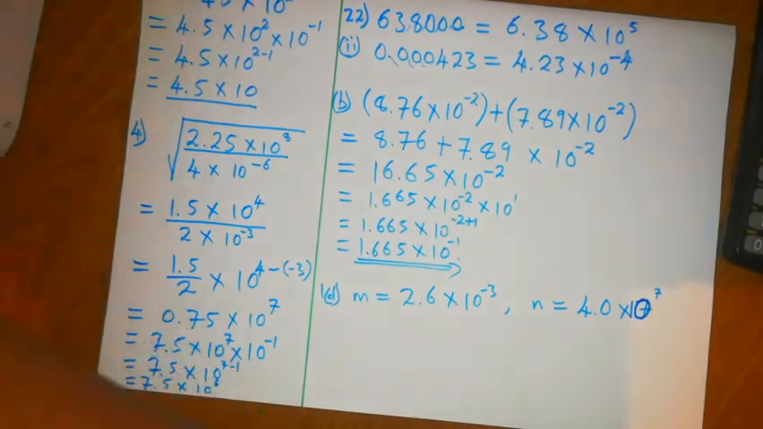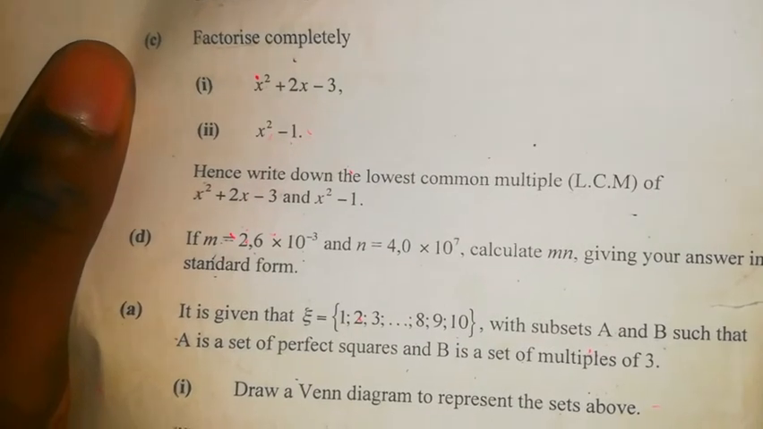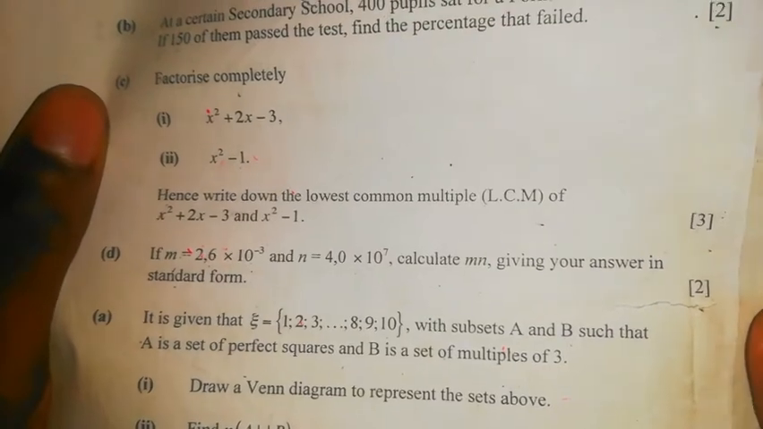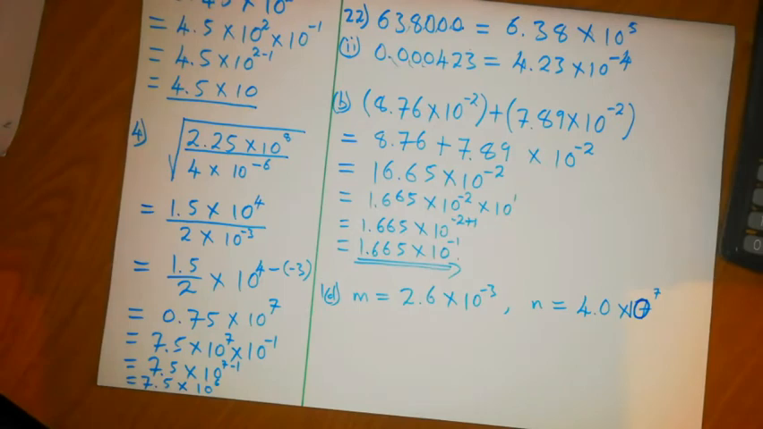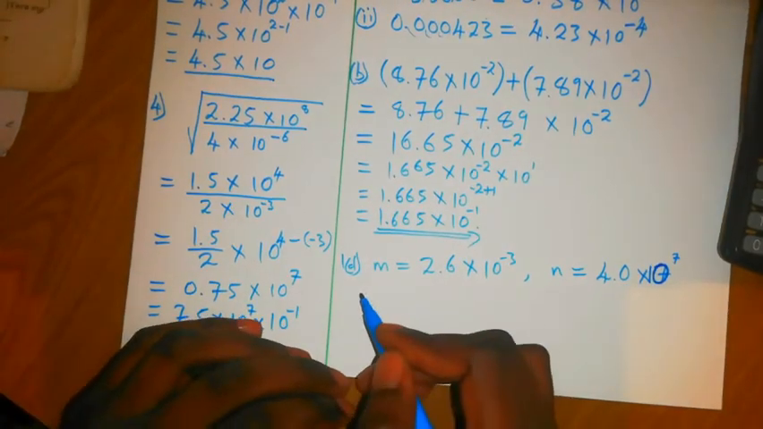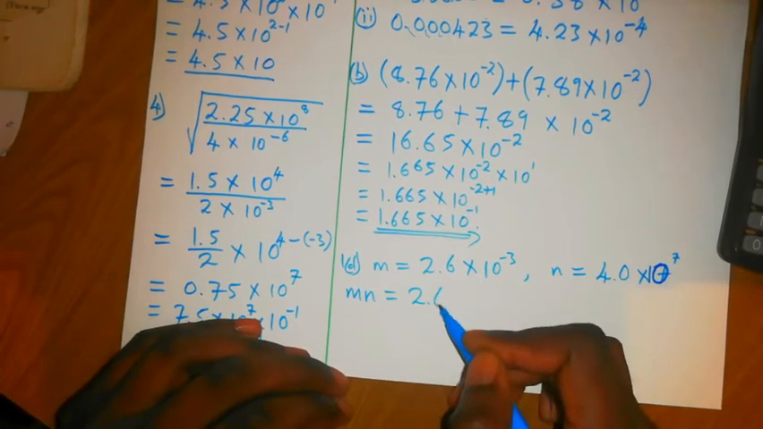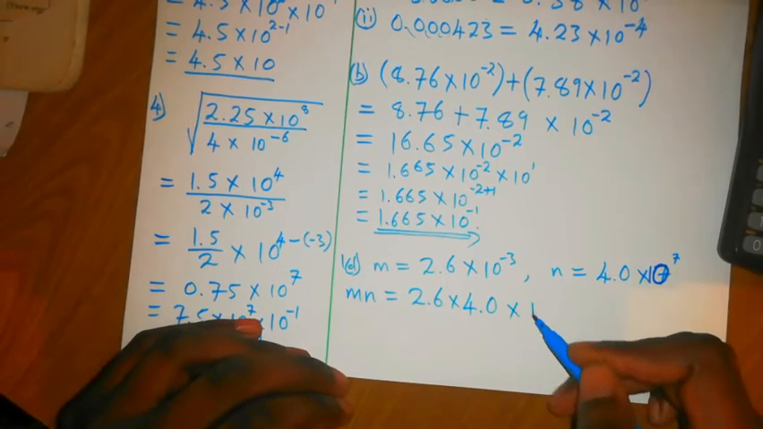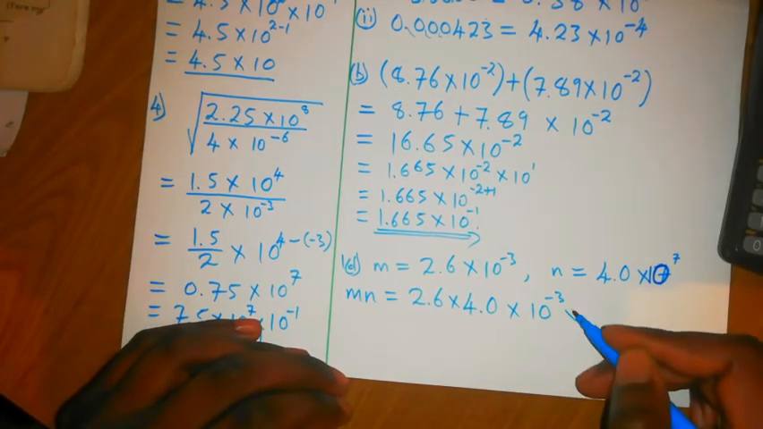Now this question is from November 2012. It's a replacement paper. There's the question: if m equals 2.6 times 10 to the power negative 3 and n equals 4.0 times 10 to the power 7, calculate mn, giving your answer in standard form. What we have to do here is to simply collect what we are going to multiply. So mn is equal to 2.6 times 4.0 times 10 to the power negative 3 times 10 to the power 7.